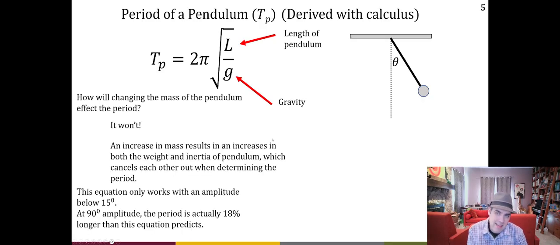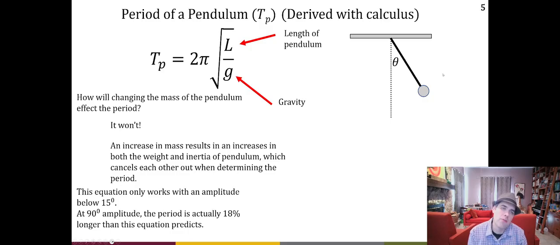Now, I want to highlight that this equation really only works at an amplitude below 15 degrees. So when you release this from rest, be sure the angle is less than 15 degrees, so when it swings back and forth, this equation is still valid. This was derived with calculus, so I'm not going to show you where this comes from, but an approximation was made for small angles when this was derived.